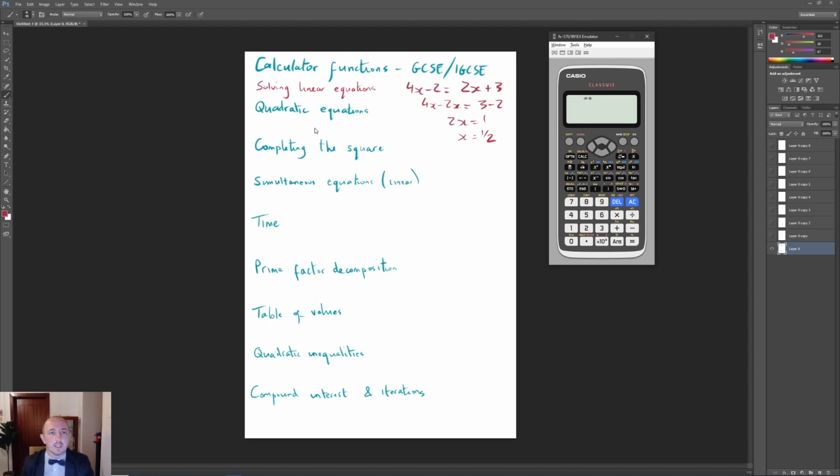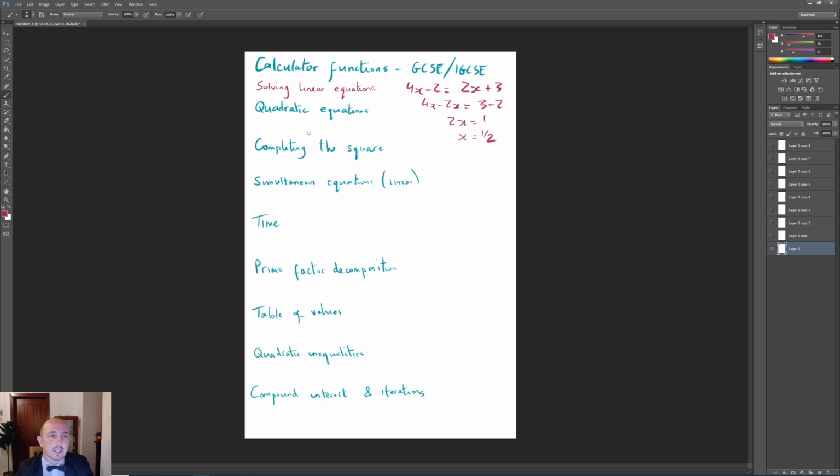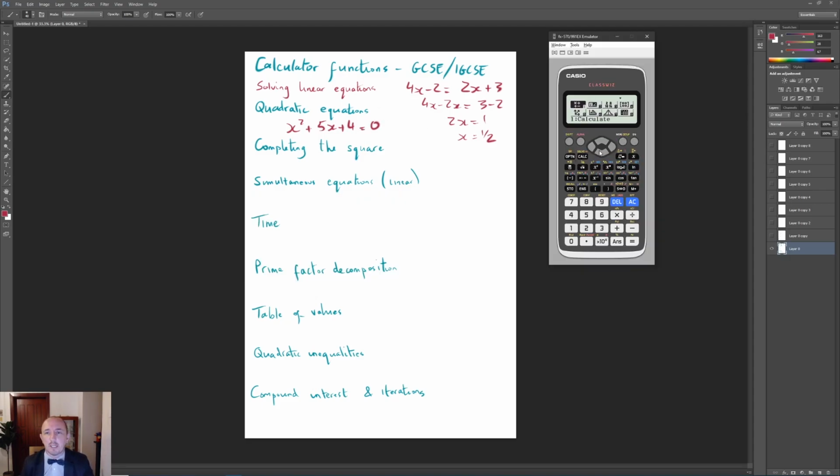The next one is quadratic equations. This is a useful function on the calculator. Let's say we've got something like x squared plus 5x plus 4 equals 0, and we use the quadratic formula and everything like that, but we've got a menu down here, and we go down to A, that's equation function, press equals, and we want polynomial and degree 2 because it's a quadratic, power of 2.